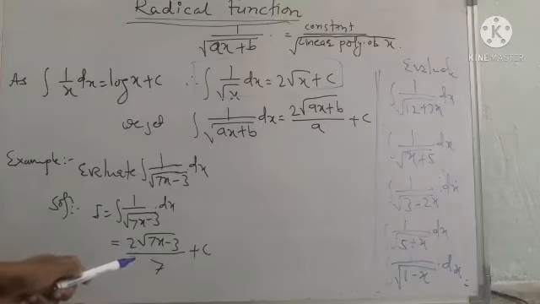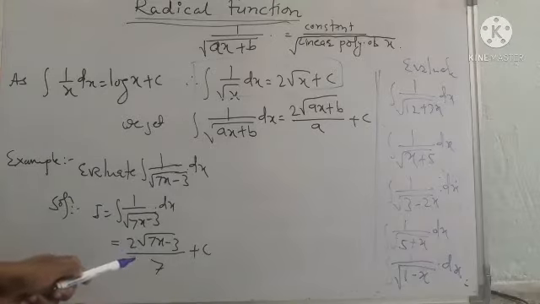Similarly, you can solve these examples. Integration of 1 upon root of 12 plus 7x will be 2 times root of 12 plus 7x divided by coefficient of x, 7, plus c. If this root is not given, then its integration will be log of 12 plus 7x divided by 7 plus c. Understand the difference.